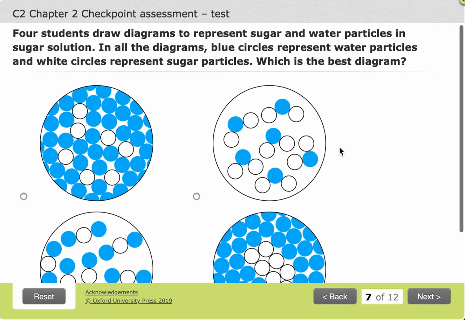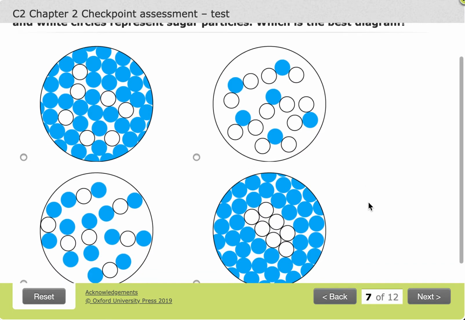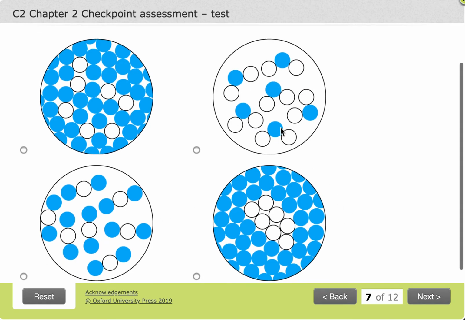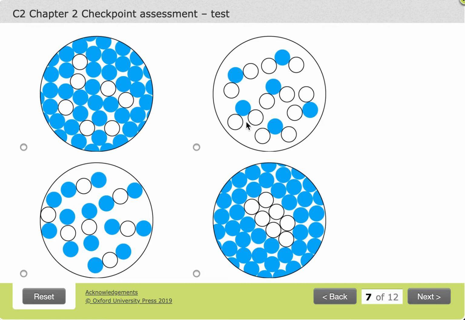sugar particles. Well, if we're dissolving sugar in water, we're expecting there to be more water particles than there are sugar particles. Okay, so if we take a look at our diagrams here, this diagram here looks a bit out of place because we've got a lot of sugar and not a lot of water. Here we're about roughly the same, so I'd suggest that we're going to look at these two here.